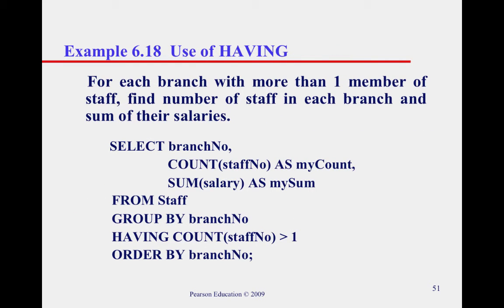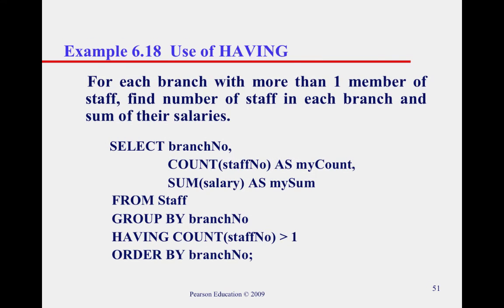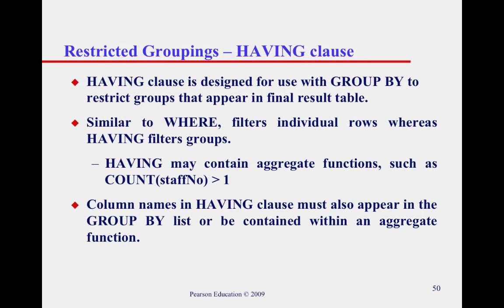Let's see if I have an example. Nope, okay. So I don't have an example with both, but it's okay to have both a where clause and a having clause in the same query. And if that happens, the where clause gets executed first and filters out the rows you want, and then the having clause is applied to it.